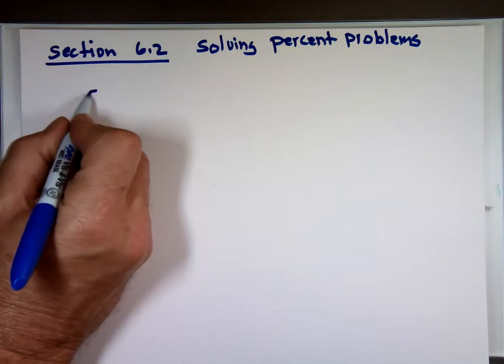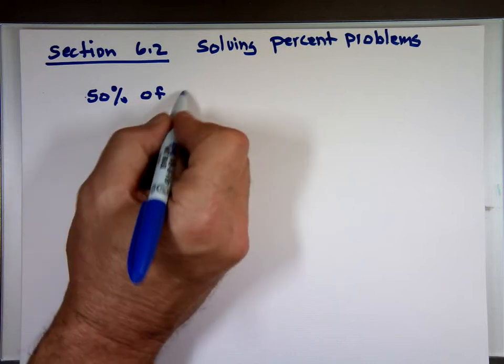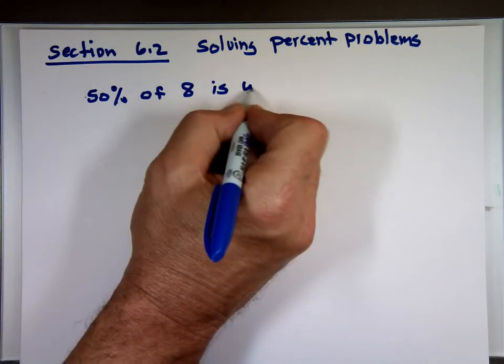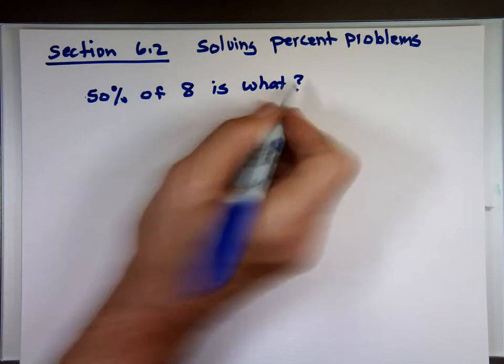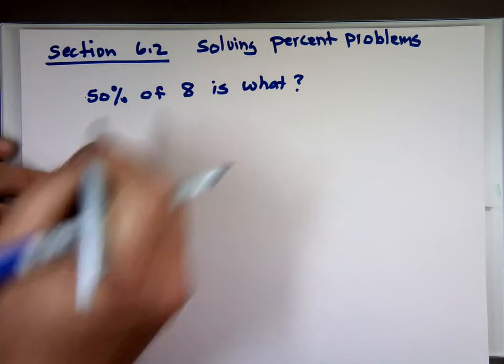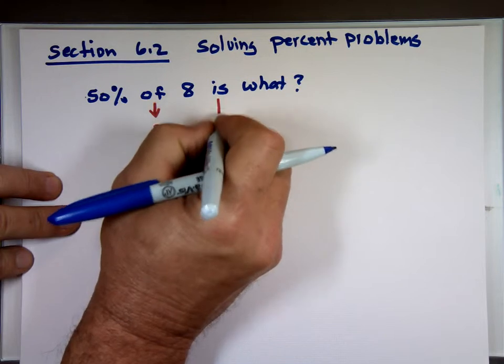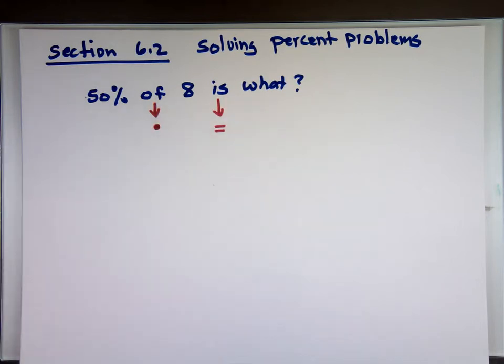Here's a question. 50% of 8 is what? Here's the trick. In math, of means multiply. Is means equal. So when you see these, just find of, put a multiplication, is, put equal.